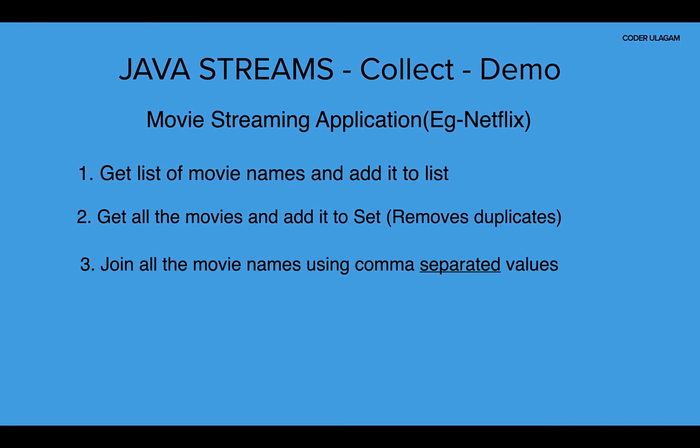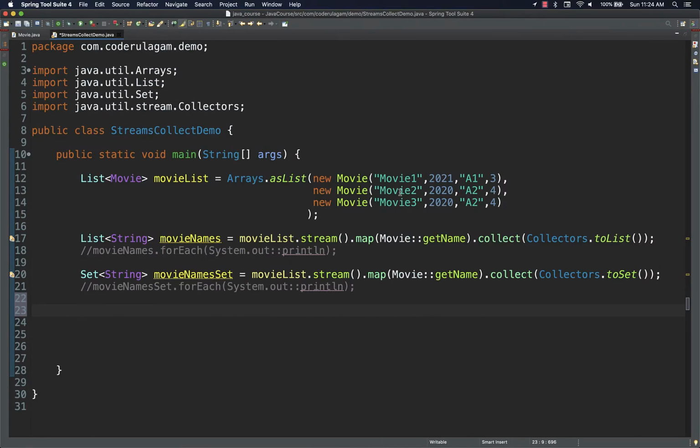So our next requirement is to join all the movie names with comma separated values. Of course, we can do that by just using StringUtils or something, but we want to do it using the streams API. So here we have three movie names. Our requirement is to just say movie 1, comma, movie 2, comma, movie 3. So how do we do that using the streams API?